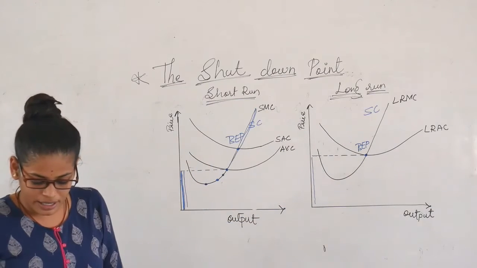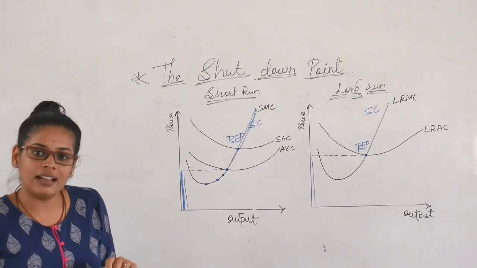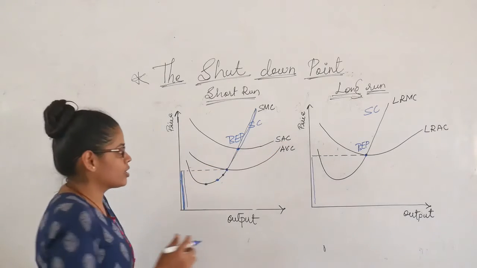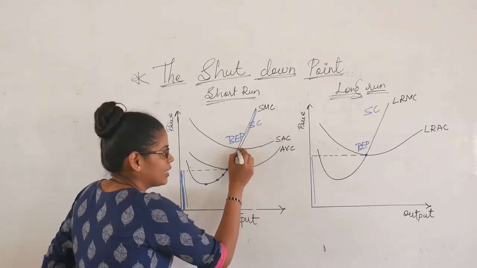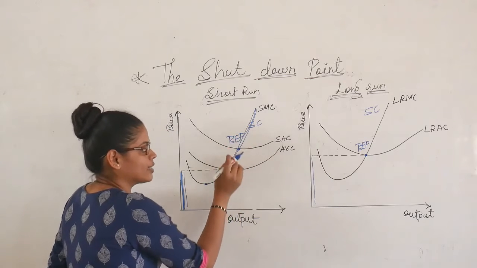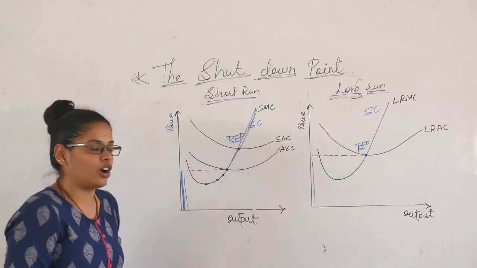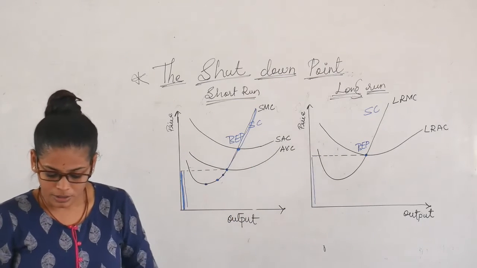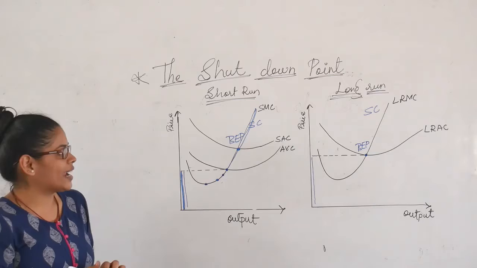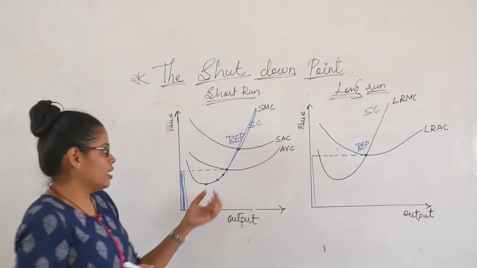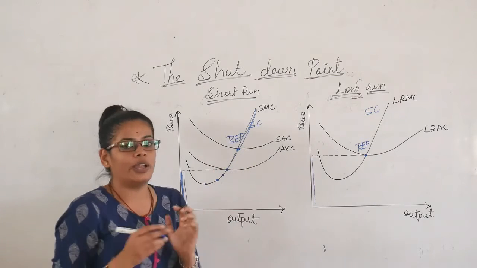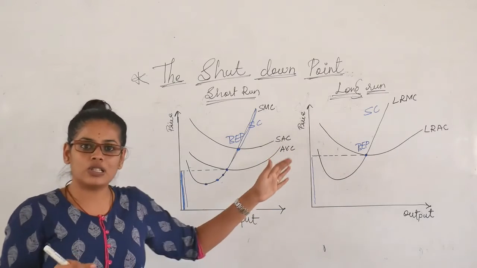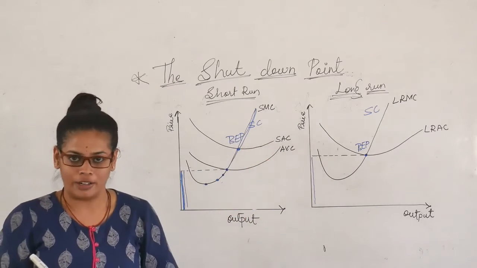And in the short run, the supply curve which intersects or cuts the short run average cost, here we find the break-even point. So this is how we understand the shutdown point and the break-even point. The break-even point is the point wherein the firm is not into losses and not into profits. So we also call it the no loss, no profit point, right?